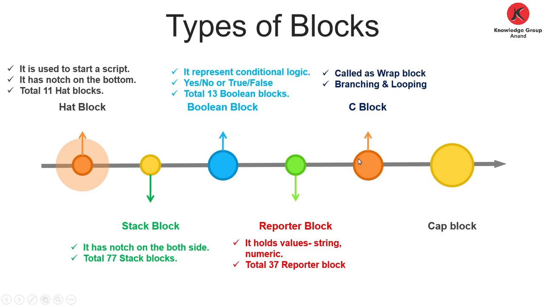Next, C blocks. It is also known as wrap block, and it is known for branching and looping, meaning condition, repeat or forever. And last one is cap block. It is used to stop the script, and in total there are 2 cap blocks. Okay, so now there are 6 blocks.